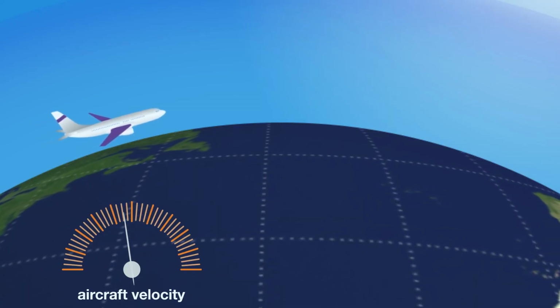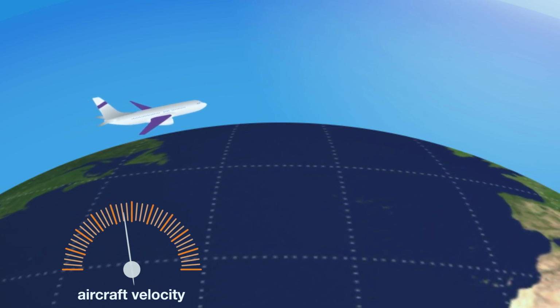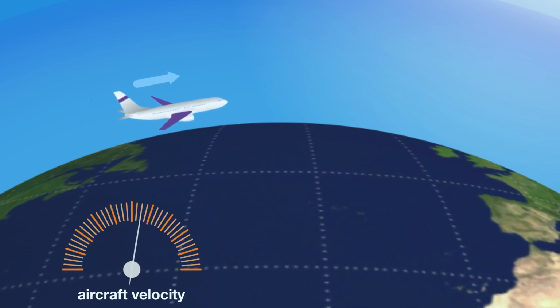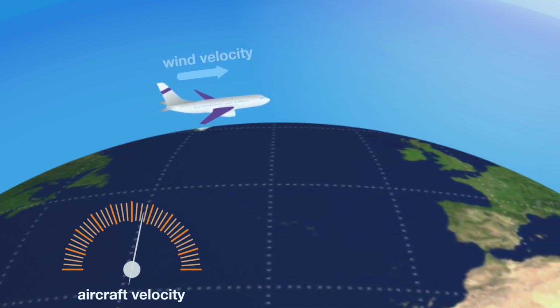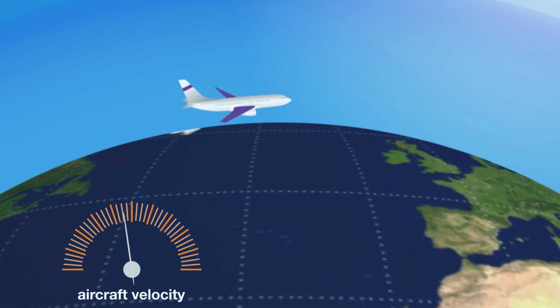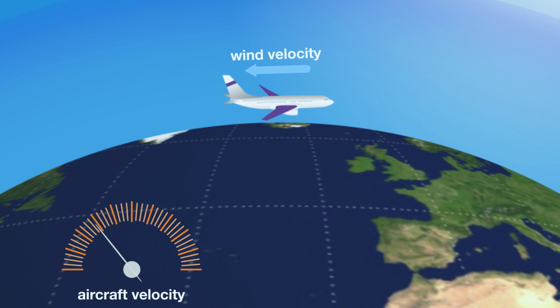Now, consider an aircraft moving through the atmosphere. If there was no wind at all, the aircraft's speed would simply be the rate at which it's covering the ground. But what if there is some wind? Depending on the direction of the wind, it'll either speed up or slow down the aeroplane. Relative to the ground, the aeroplane's velocity will be the sum of the velocity of the wind and the velocity of the plane.